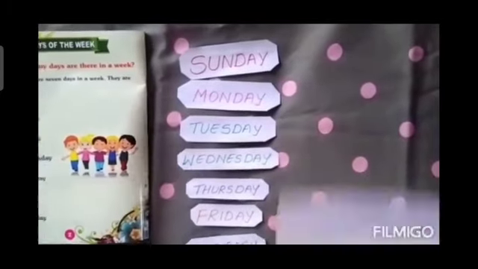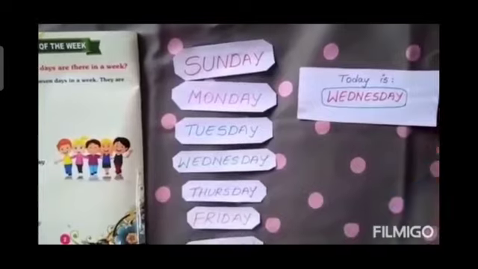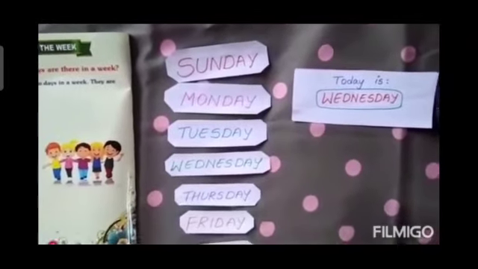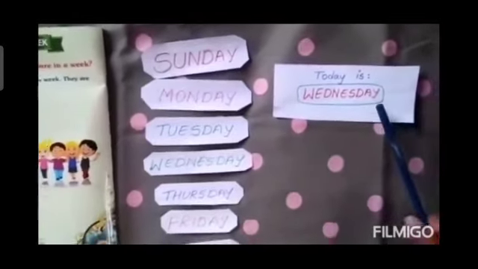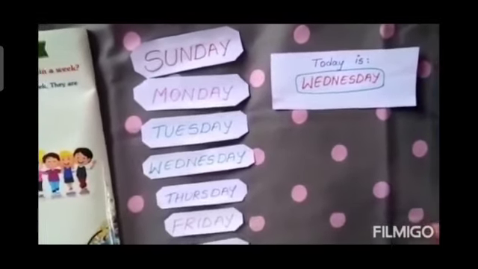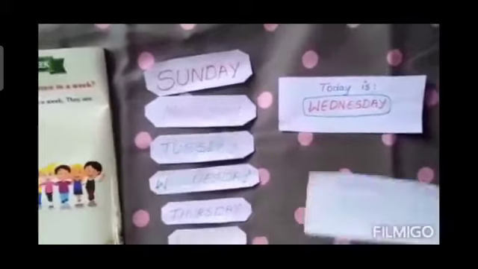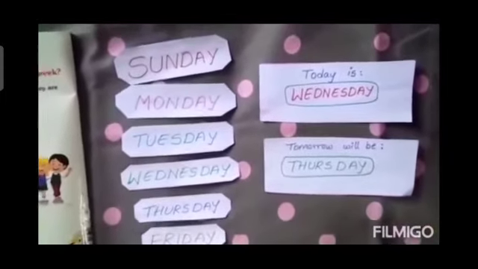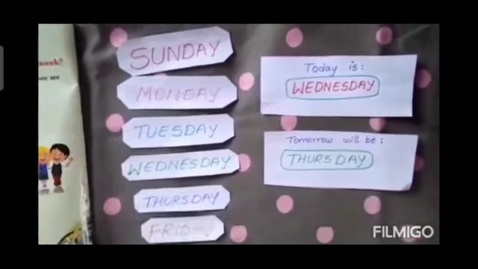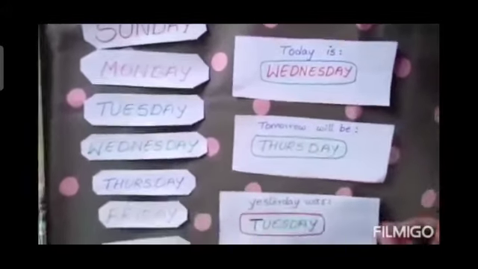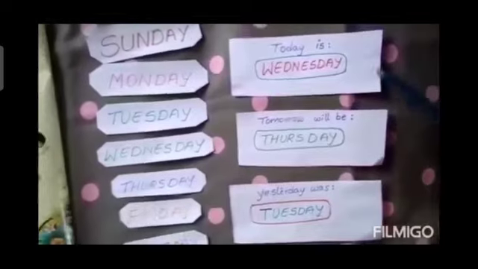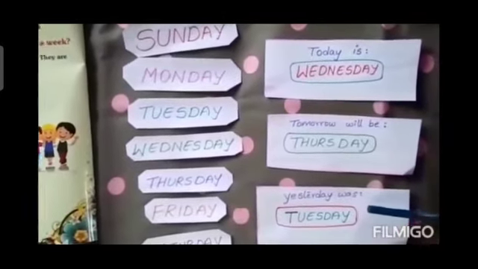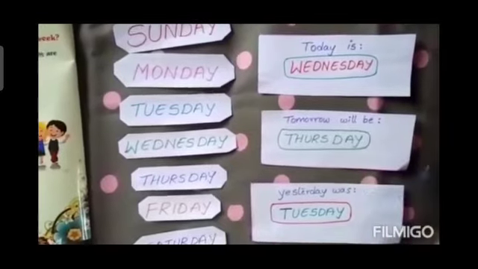That is, what is today? If suppose it is Wednesday, ask your child, what is today? They'll answer Wednesday. Next, then what will be tomorrow? Yes, Thursday. And yesterday was, it is Tuesday. In this way, if you ask these 3 questions, this tip will help them a lot to learn days of the week very quickly.